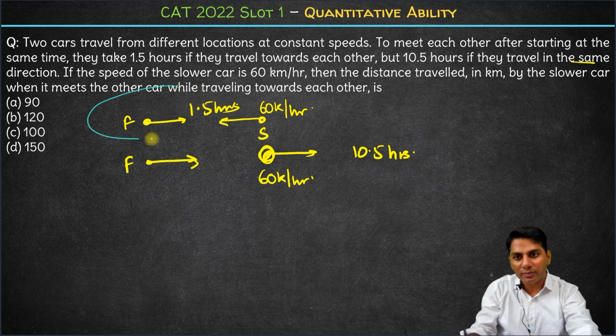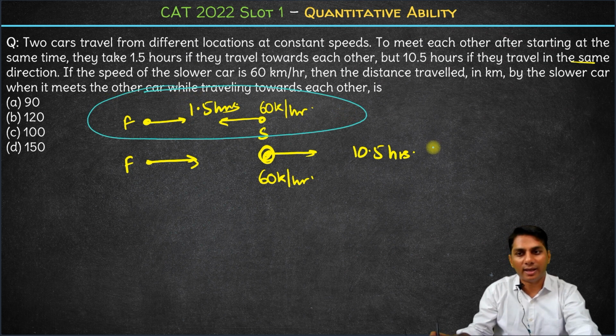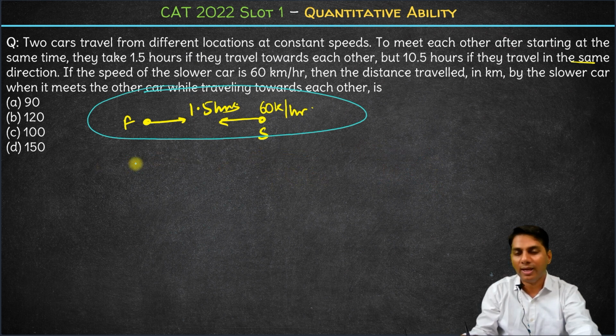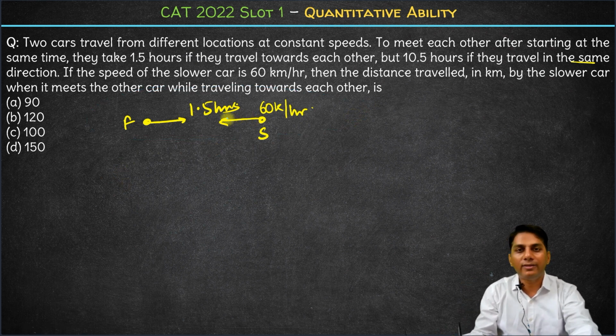So we are basically bothered about only this case and not this case. We are not even talking about this case in the final question. So the information given for this case is actually irrelevant to answer the question. In this case, it's asked what is the distance traveled by the slower car.